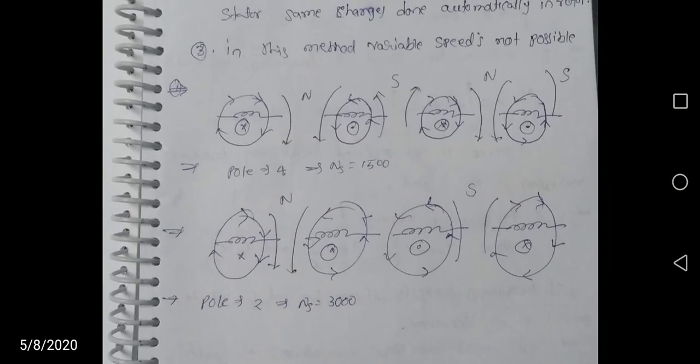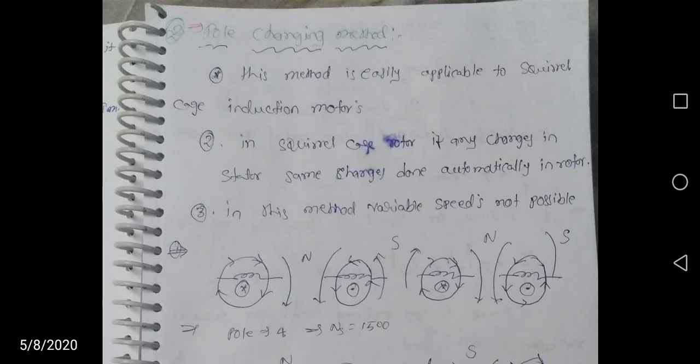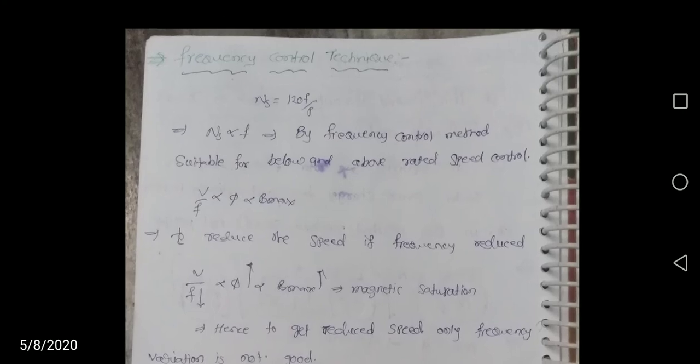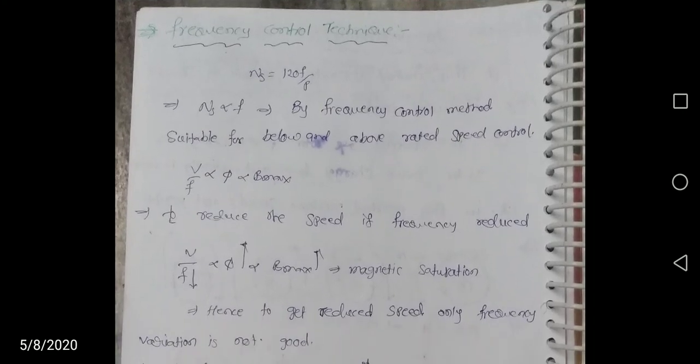So Ns equal to 1500, that means the Nr values are nearly 1500. And the next method is a frequency control method. This is suitable for both squirrel cage and slip ring induction machines.